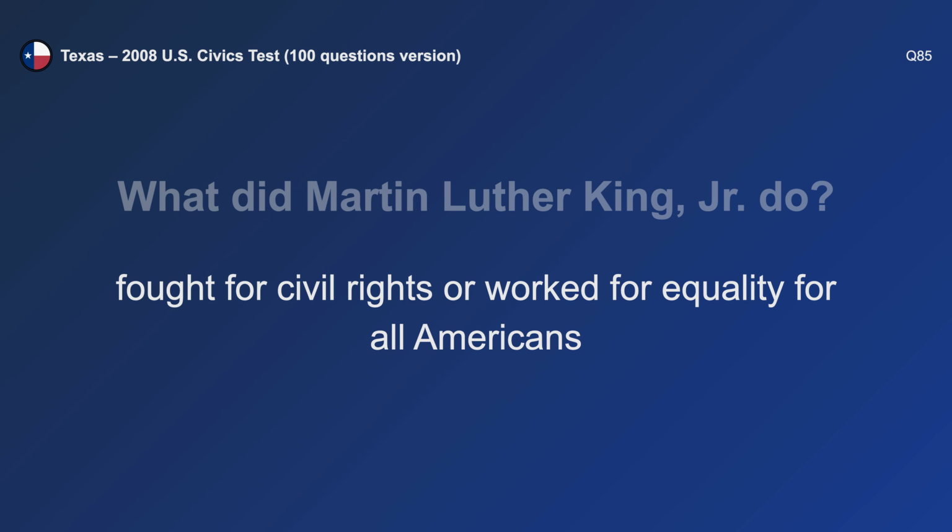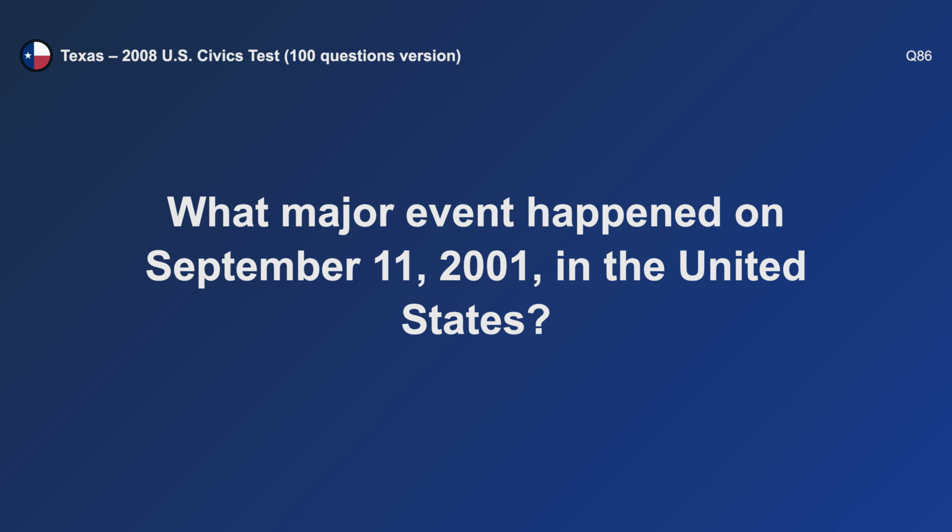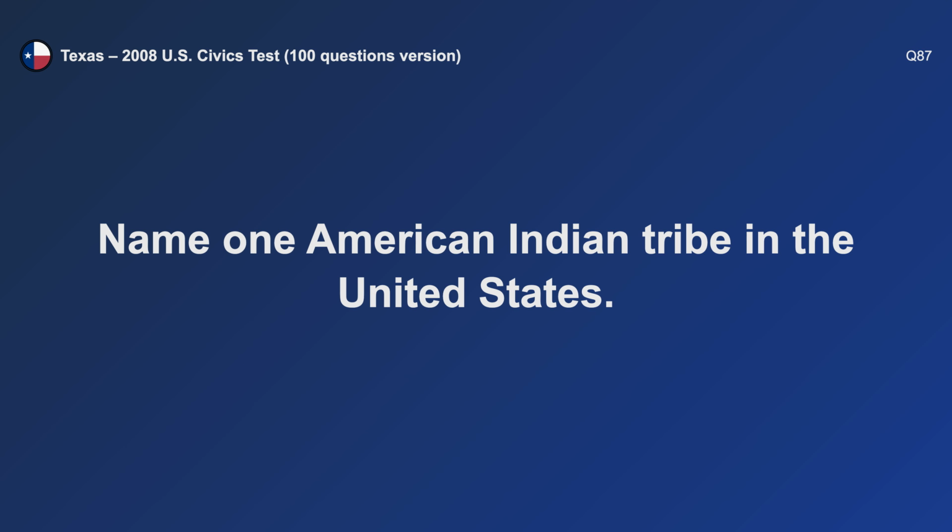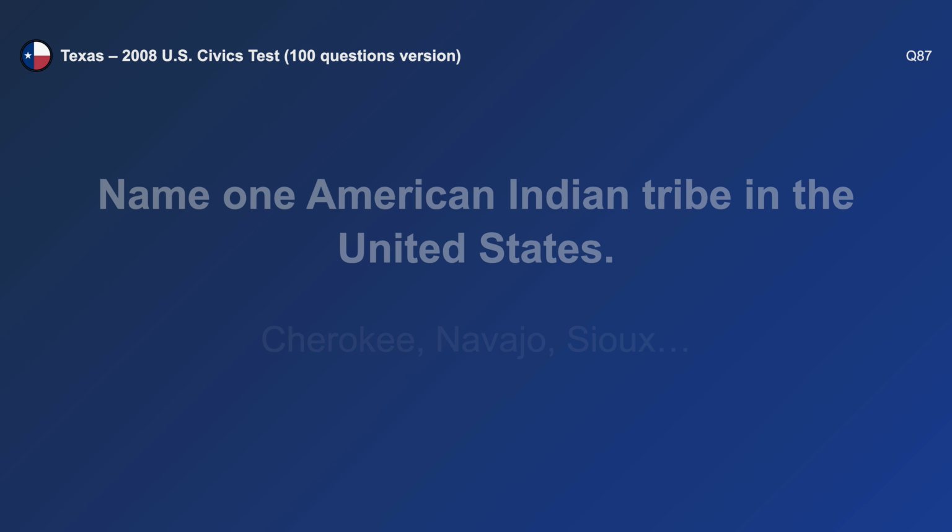Fought for civil rights. What major event happened on September 11th, 2001 in the United States? Terrorists attacked the United States. Name one American Indian tribe in the United States. Cherokee.